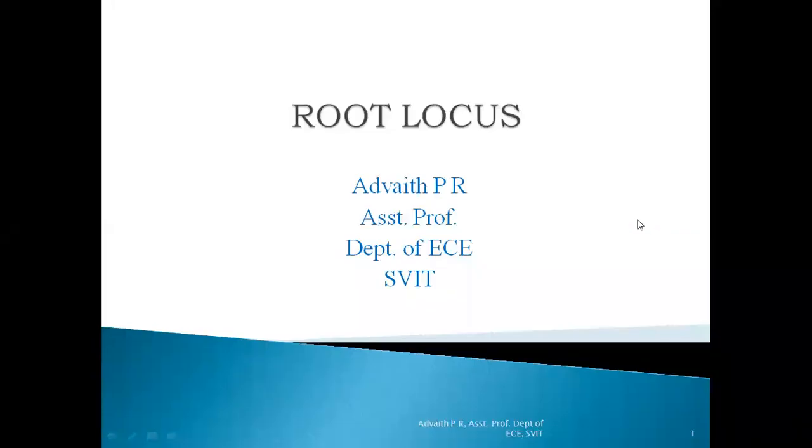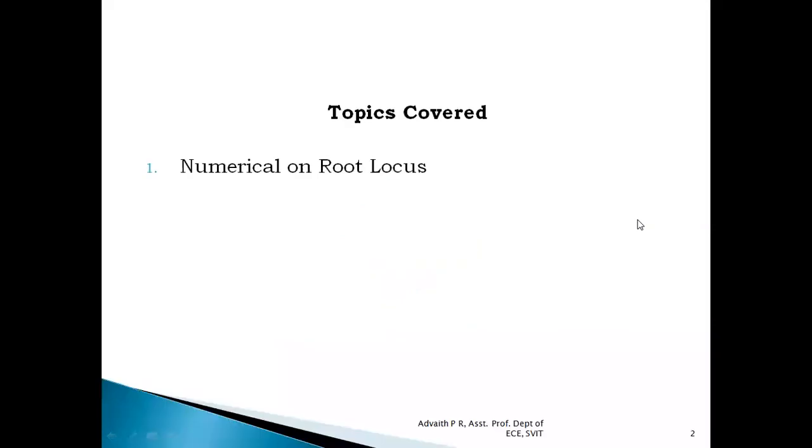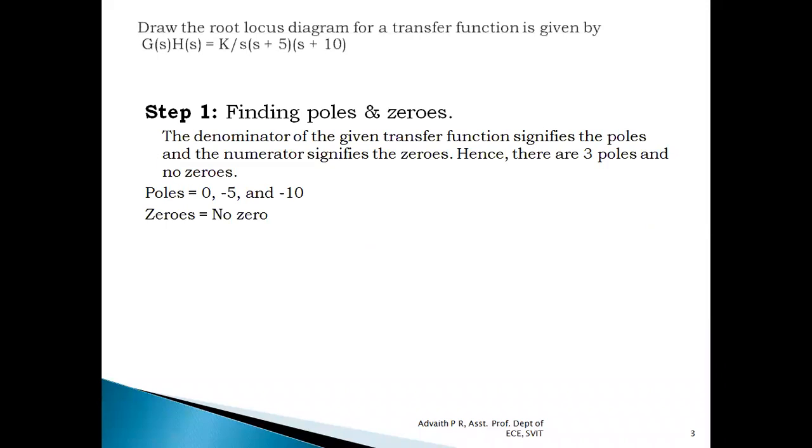In this lecture video, we'll be understanding a numerical based on root locus. Draw the root locus diagram for a transfer function given by G(s)H(s) = K divided by s into (s + 5) into (s + 10). So this is the equation which has been given.